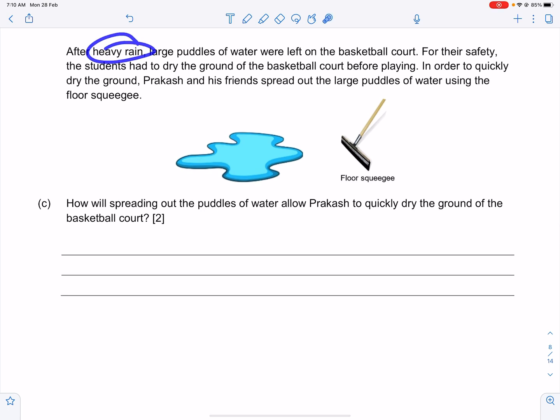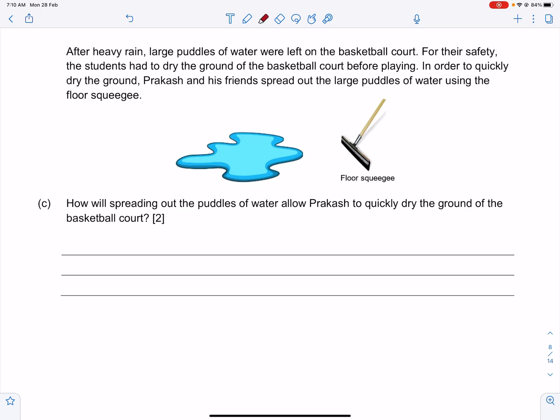After a heavy rain, large puddles of water were left on the basketball court. For their safety, the student had to dry the ground of the basketball court before playing. In order to quickly dry the ground, Prakash and his friends spread out large puddles of water using a floor squeegee. How would spreading out the puddles of water allow Prakash to quickly dry the ground of the basketball court?